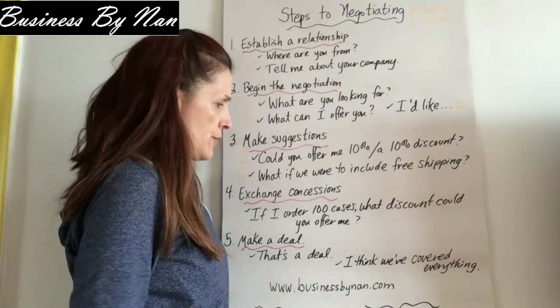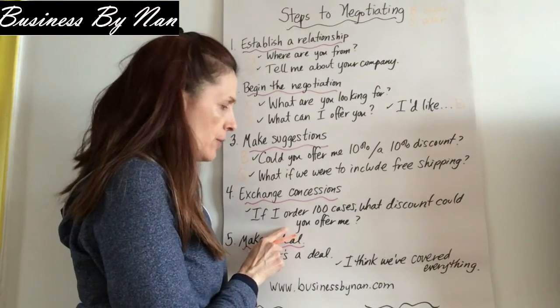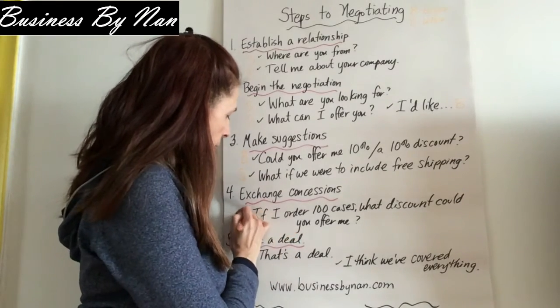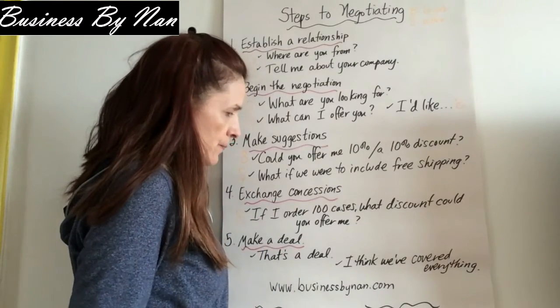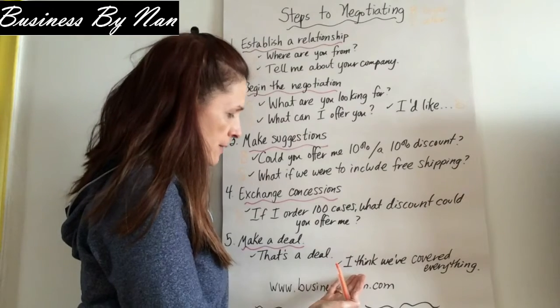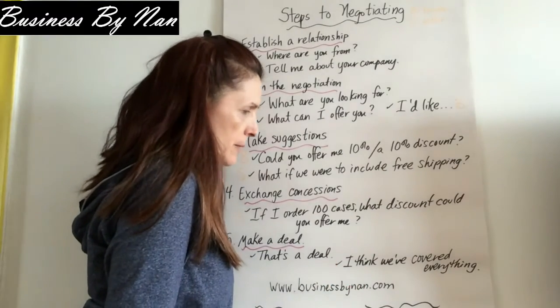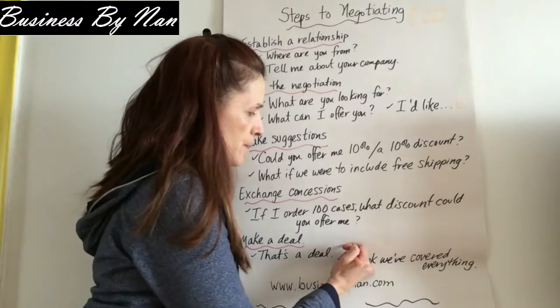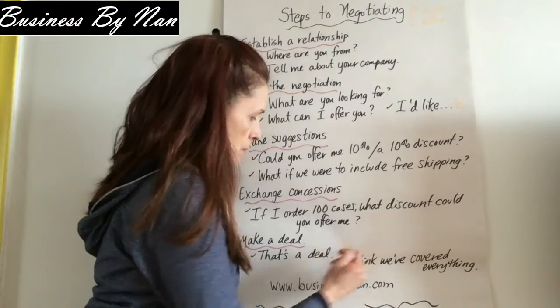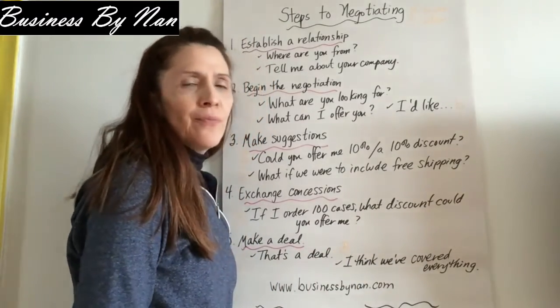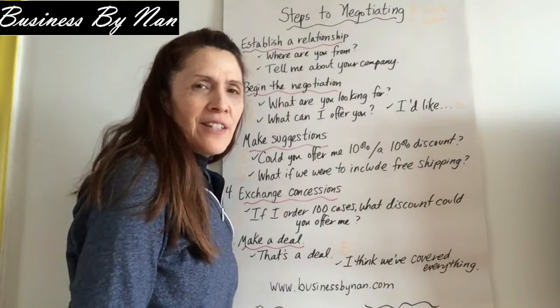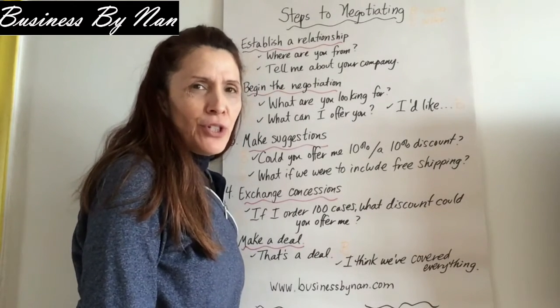Exchanging concessions. He's asking what discount could you offer me? So that is the buyer. And finally, I think we've covered everything. So that could be the buyer. And the seller says, that's a deal. And so that's today's video about steps to negotiation.